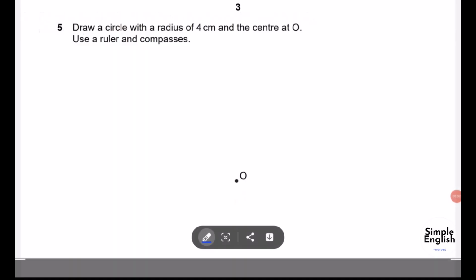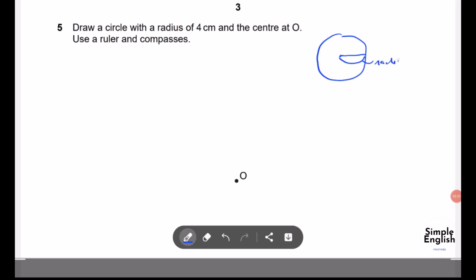So number 5, draw a circle with a radius, right? Radius. So we have a circle here, and the radius goes from the center to the border of the circle. Right? This is radius. This is radius. This is radius. So the radius is 4 centimeters.